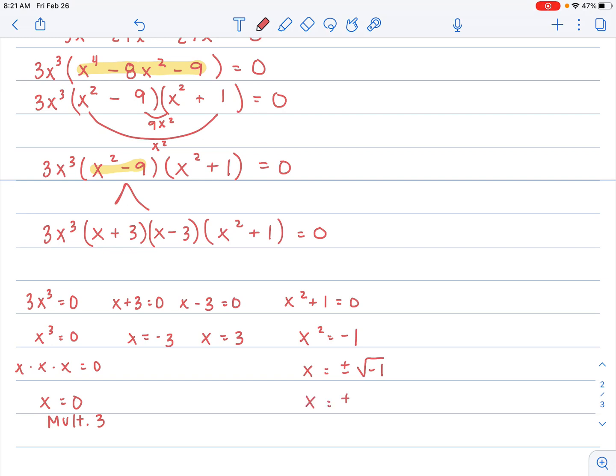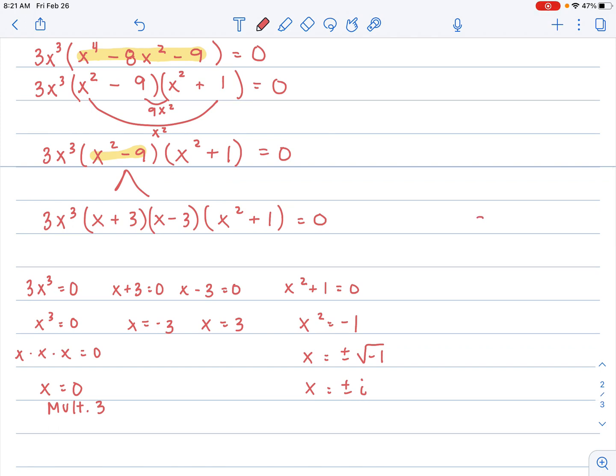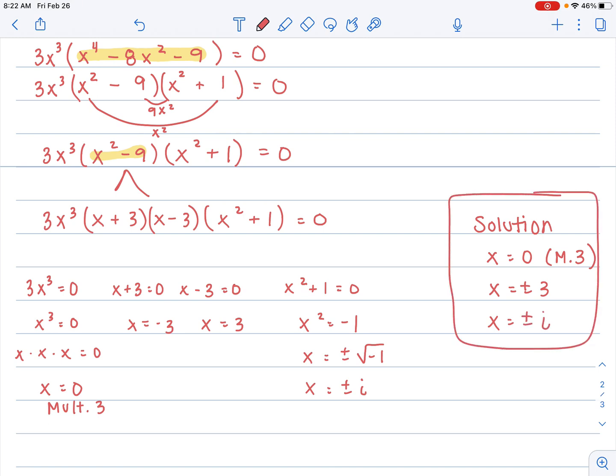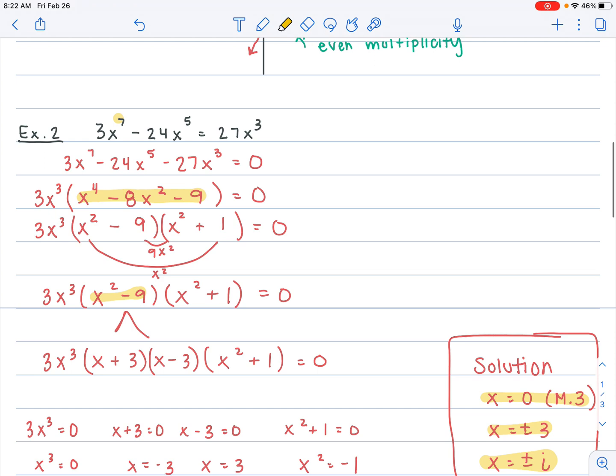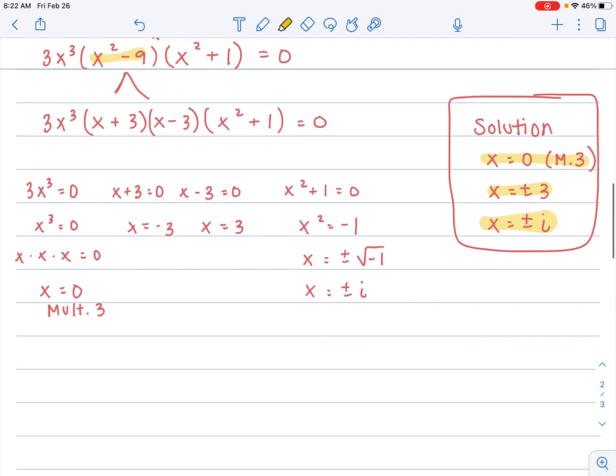The square root of negative 1 is just plus or minus i. So what I would do here, I would say that my solutions, or my roots, okay, I get x equals 0 with a multiplicity of 3. I just say m of 3 sometimes. I've got x equals plus or minus 3 there. And I've got x equals plus or minus i. So let's double check that we got all of our solutions. I've got 3 here in this first one, 3. I've got 4, 5, 6, 7. My highest degree, remember, was a 7, so I've got all my solutions.